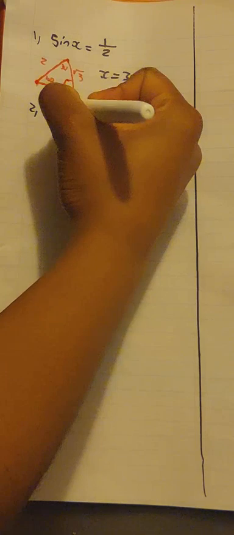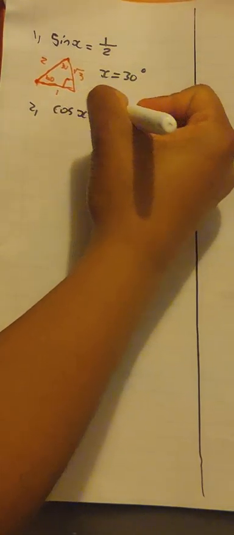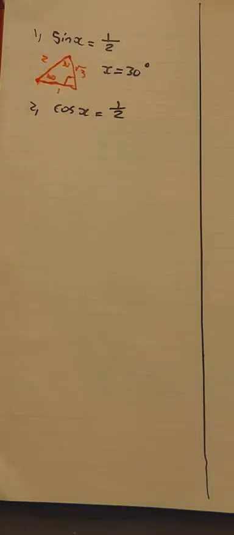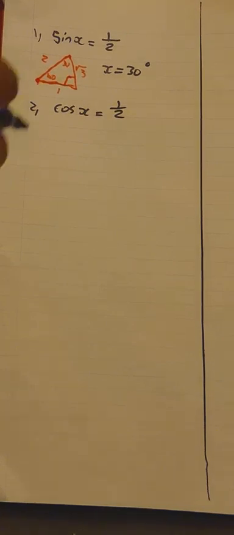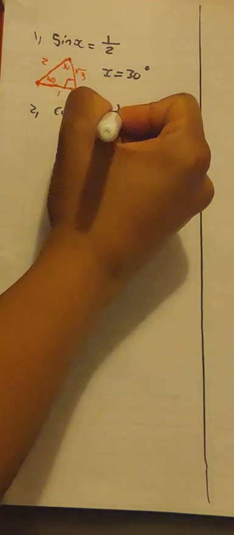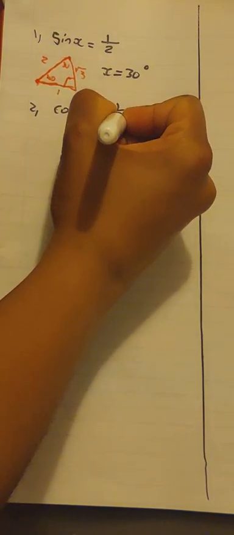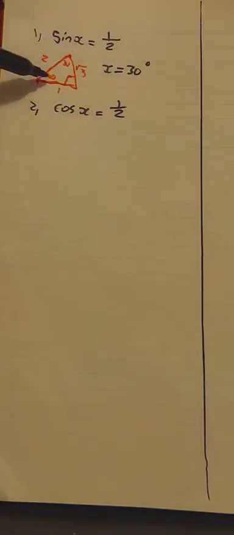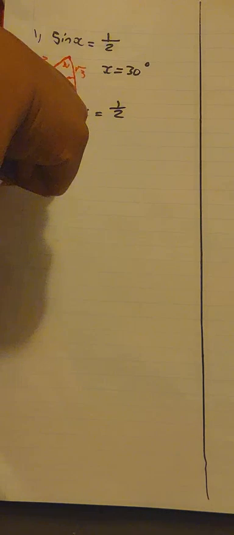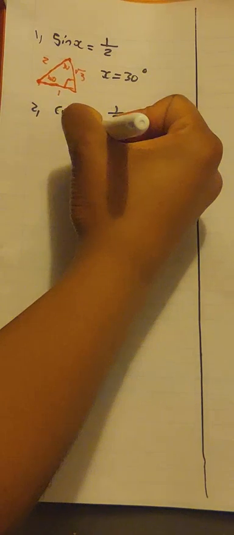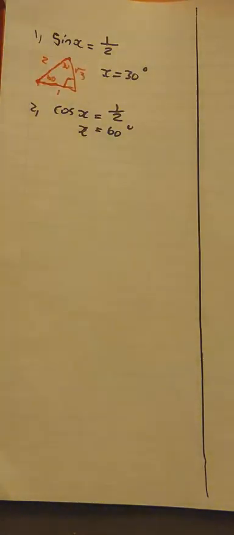Number 2, let's solve for cos x. Just draw your triangle, guys. Even on your exams, just draw the triangle. The moment you draw the triangle, they're going to see that you used the triangle, and you are going to be rewarded for that. Okay, cos is adjacent over hypotenuse. Guys, which one is adjacent on 1 and 2? I see angle 60 here. Adjacent is next to 1. The hypotenuse is 2. Therefore, your x is equal to 60 degrees.